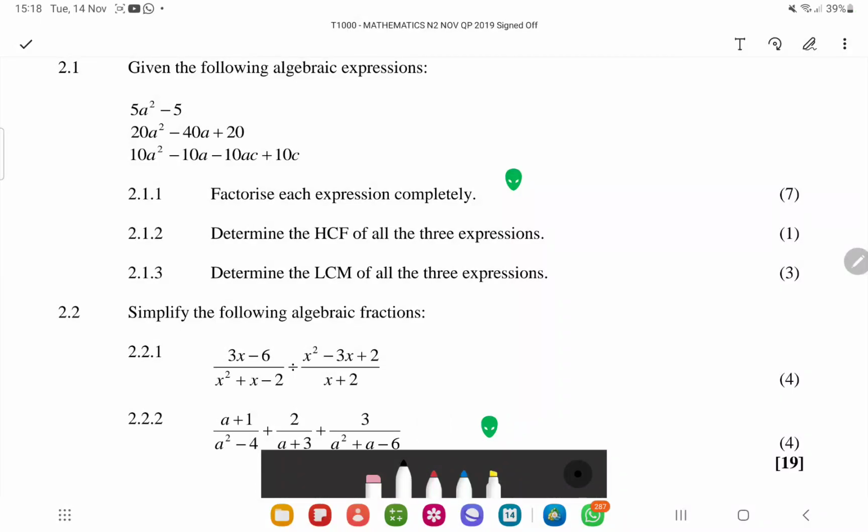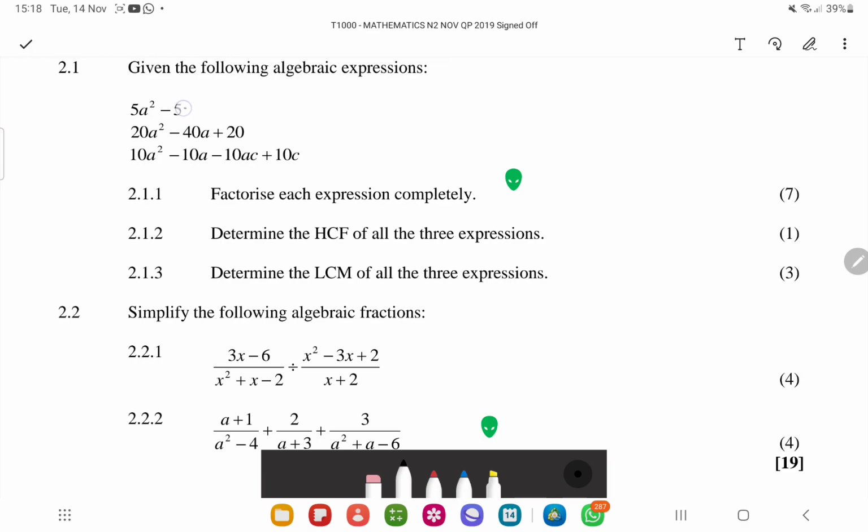We are continuing from where we have stopped. So now this is question 2, that is plus and minus 20 marks in the final exam. It's part of factorization: highest common factor, lowest common factor, and simplify. The question says factorize each term completely. It is 7 marks.